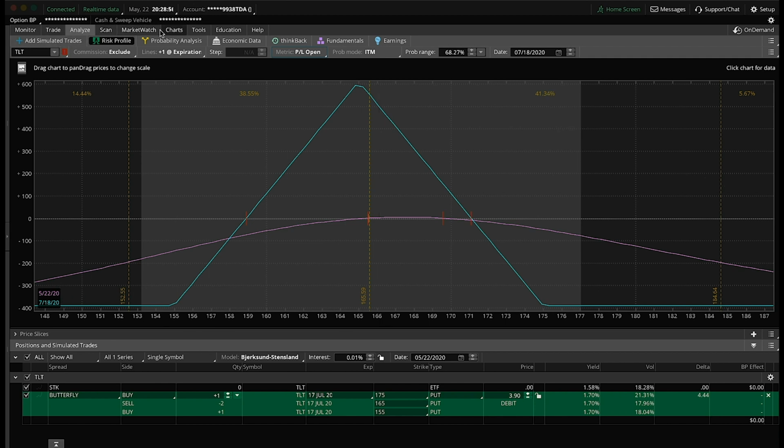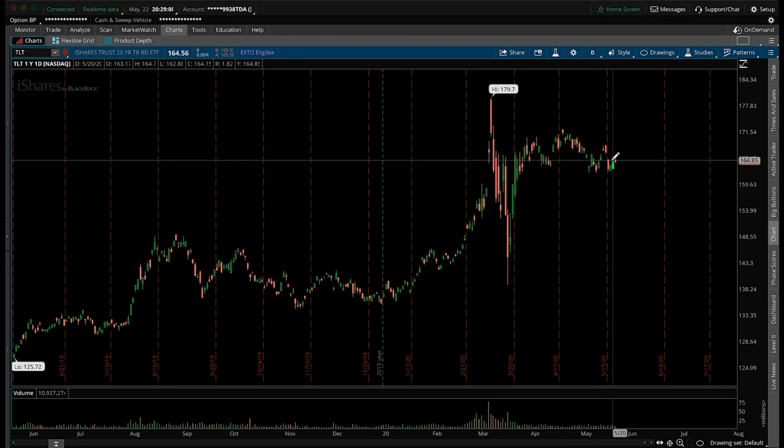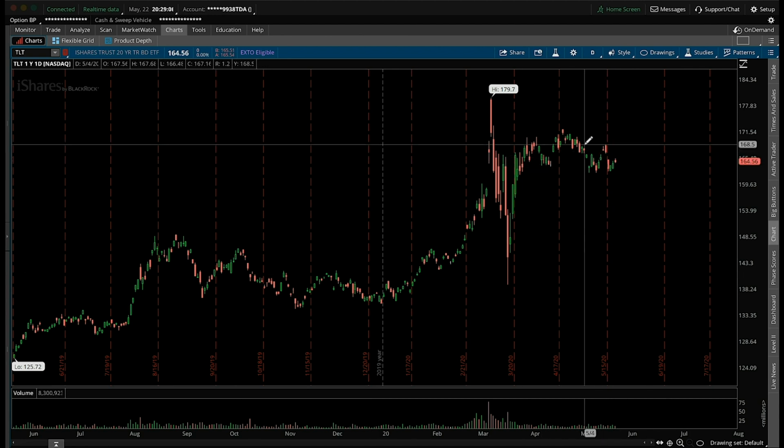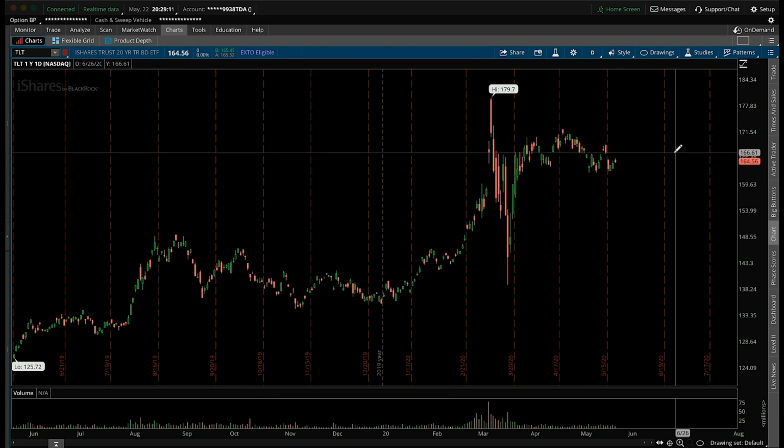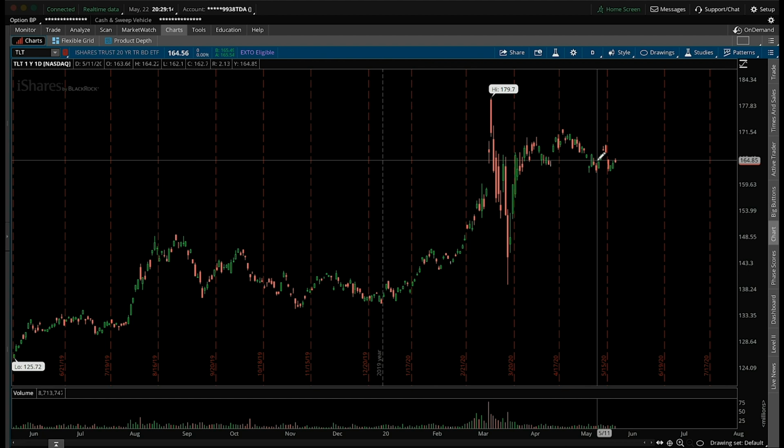So we can see the trade again in the chart here. We are just looking for TLT to go flat. Now, I wouldn't have opened it back here because interest rates are bouncing all over the place. But like I said, now seems like a pretty good time where the risk reward is probably worth it.